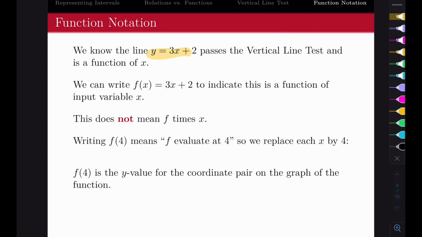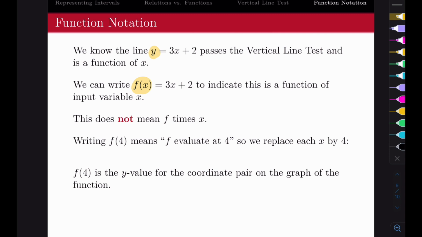So what we do to say that without needing to verbalize the words, instead of writing this y, we can replace it by f of x. So f meaning function. You can call it whatever you want. You can call it g of x, you can call it h of x, you can call it y of x. It's really just naming the function f. So we use this notation to indicate that this is a function of our input variable x. So you don't want to mistake this as multiplication. It's not saying take f times x. This is saying f of x.